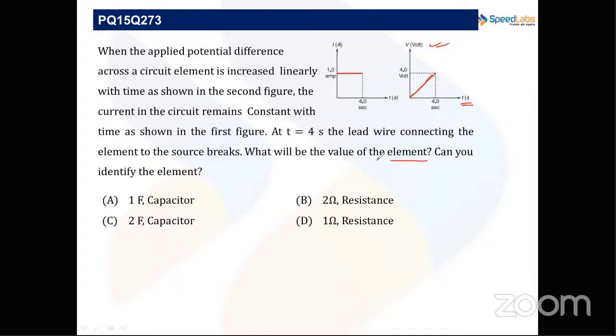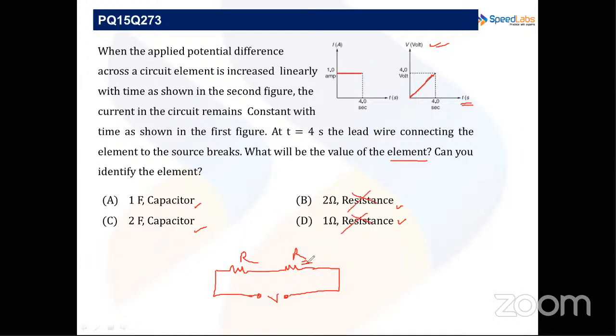So the situation is given till 4 seconds. At 4 seconds the wire breaks, so the circuit is incomplete. He is saying, can you identify the element, and if you can, you need to tell its value also. So check the options. We have a capacitor and a resistance. Now if you connect a resistance, and you change the potential, then the current will also change, right? If you change the potential across it continuously, then the current through it is also going to change. So that is not the option. So the resistance options cancel out.